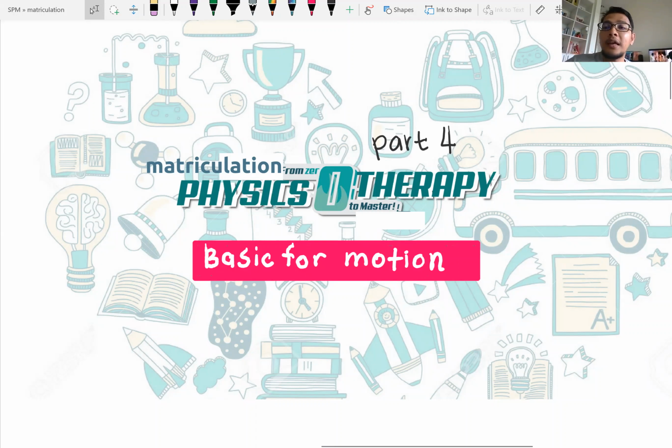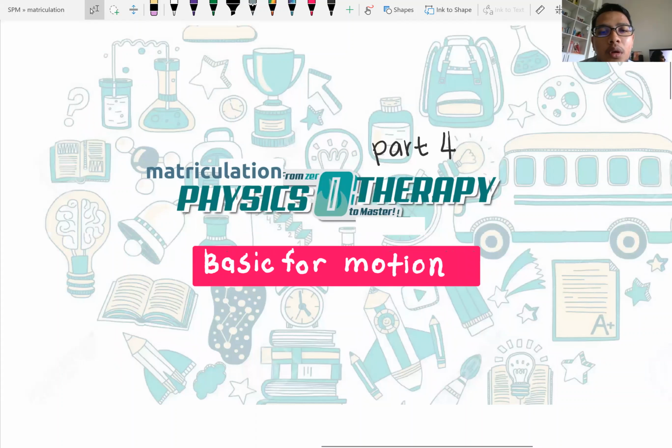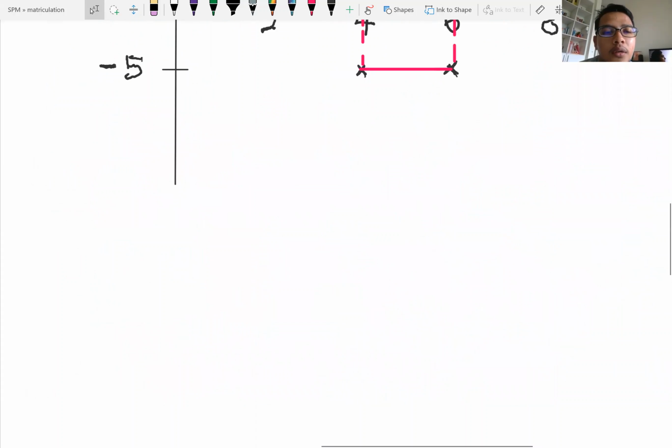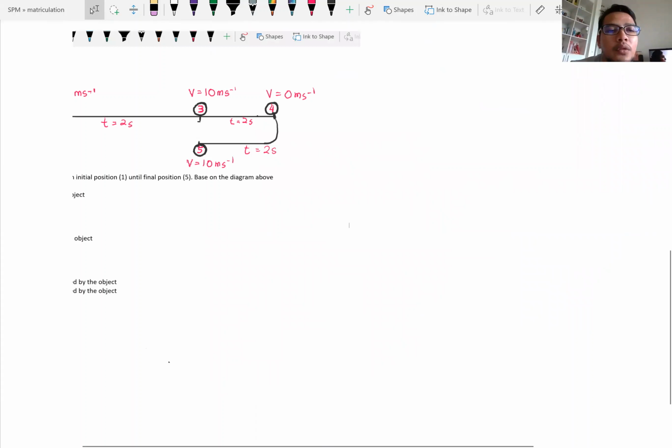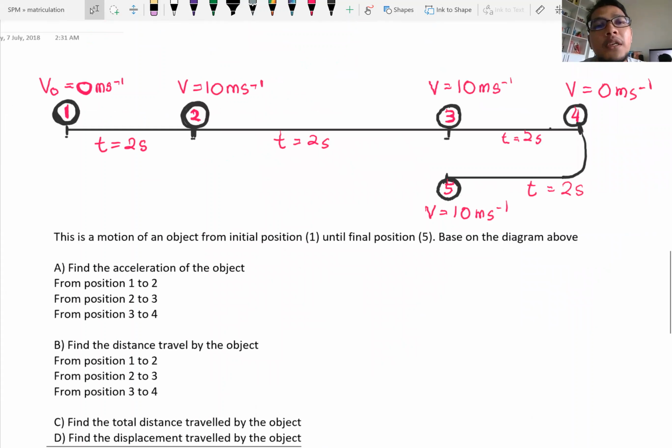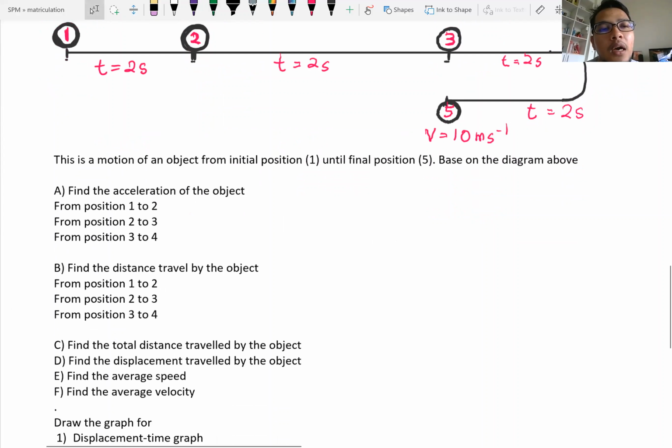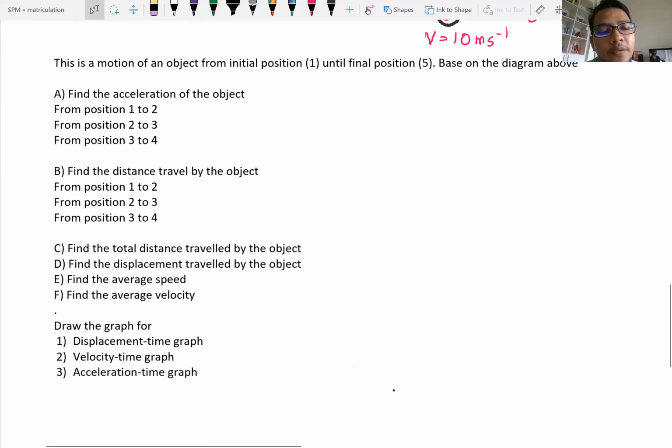So now we are in the last part of motion, a basic motion. Regarding this, this is the question that had been discussed earlier. From the previous video, you can see the solution to find A, B, and C. Now we move to the last part, which is to draw a graph of displacement time, velocity time, and acceleration time.